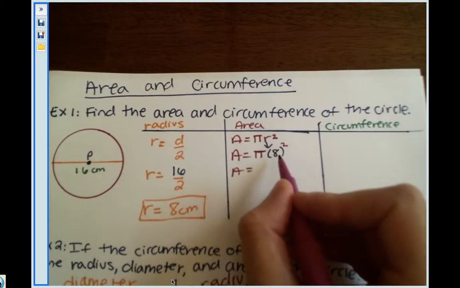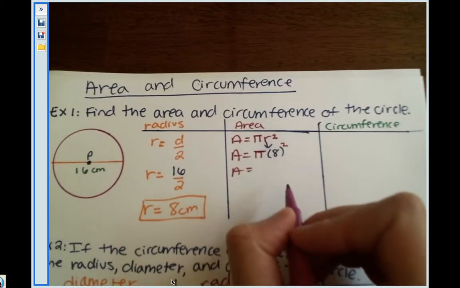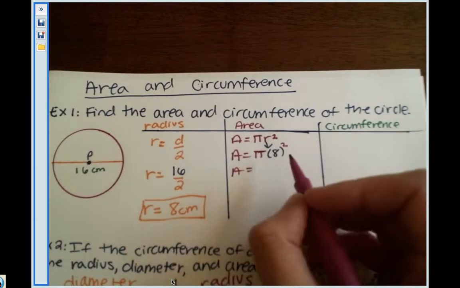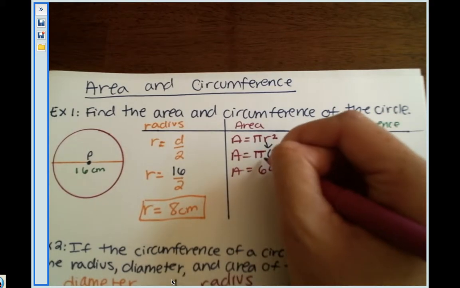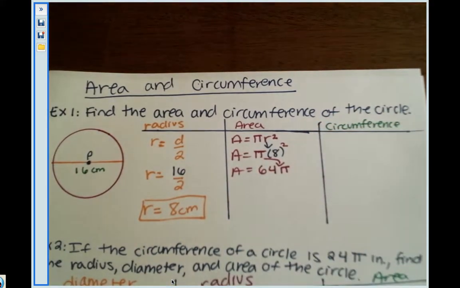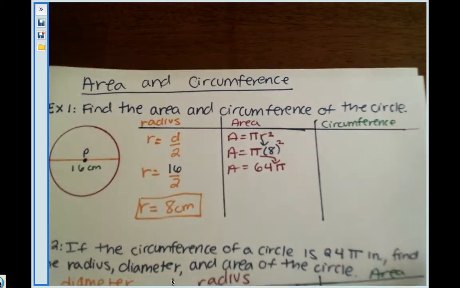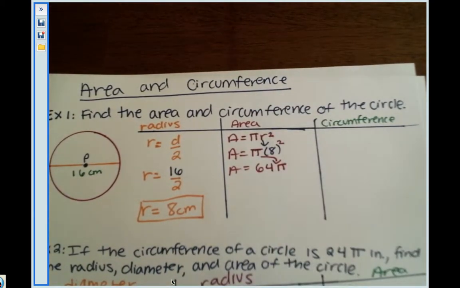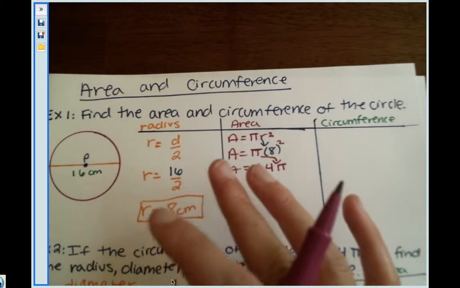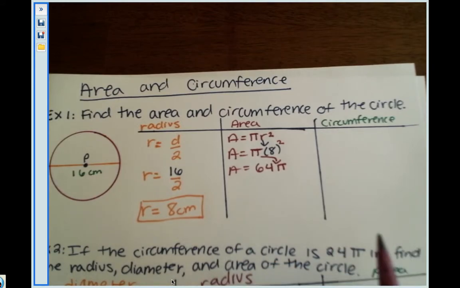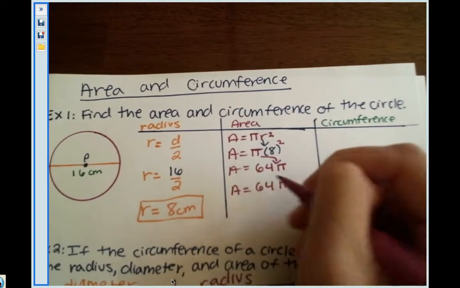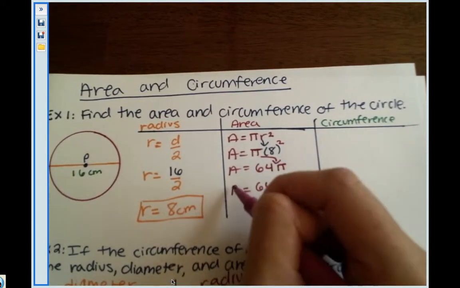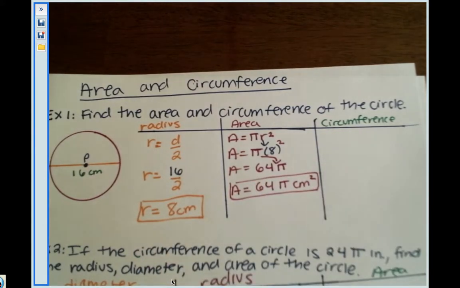But anyway, I'm going to square the 8 and then put the pi after it, because that's what we do as mathematicians. So 8 squared, 8 times 8, is 64. And I'm going to bring down my pi over here. So 64 pi. Then for my final answer, I'm going to include my units. Don't forget, area is in your units squared. We're moving from 1 dimension into 2 dimensions, so we're going to be squaring. So area equals 64 pi centimeters squared. So that part's done.